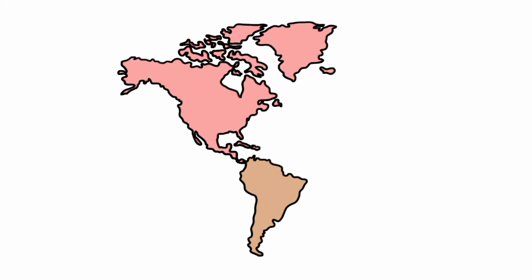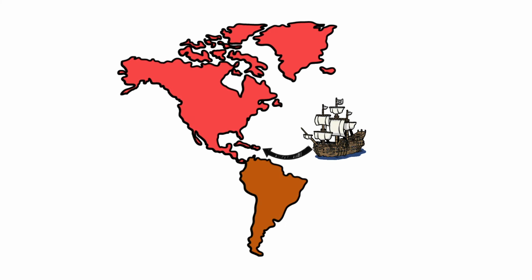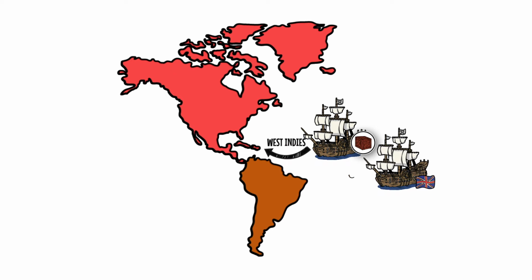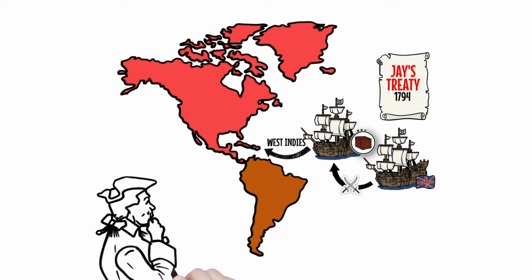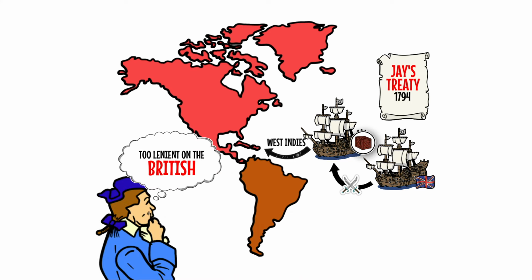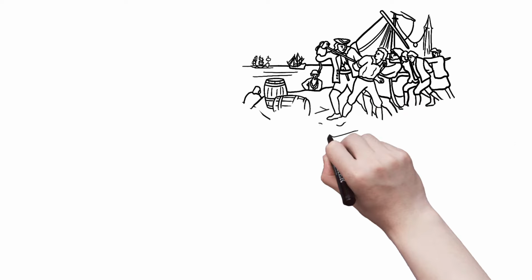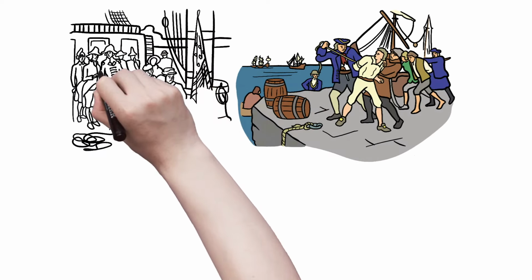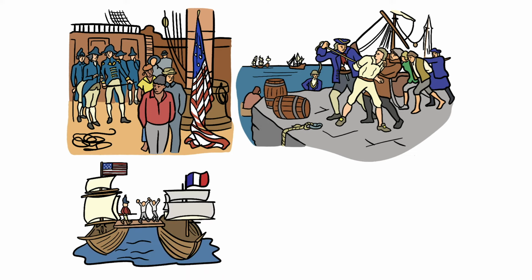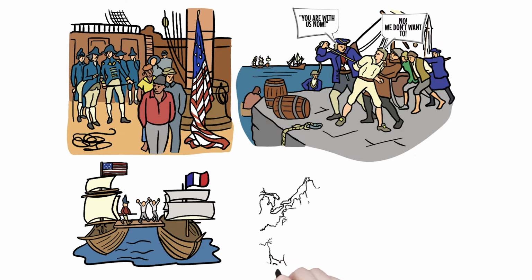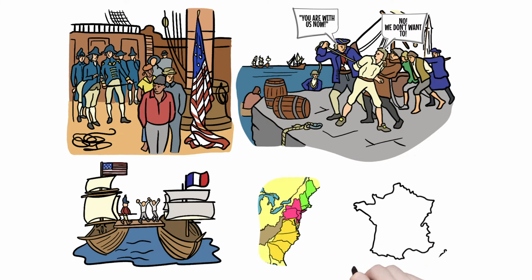The next challenge came when the British began taking American merchant ships and their cargo as they headed toward the West Indies. Britain's actions were stopped by signing Jay's Treaty in 1794, but most Americans thought it was too lenient on the British. Soon after, British and French ships began the practice of impressment. They would seize neutral American ships, take the cargo, and force the American sailors to serve as part of their navy.